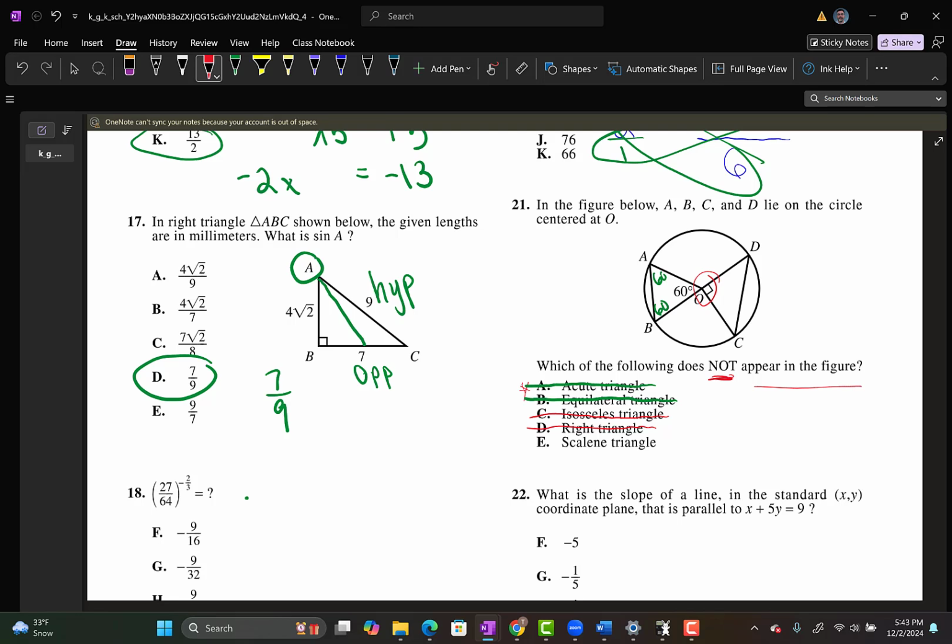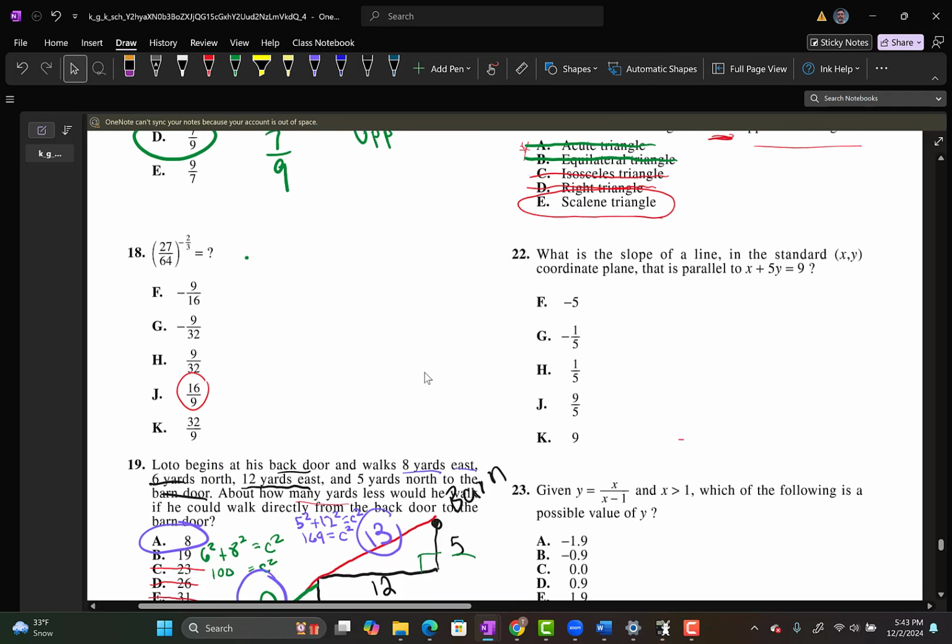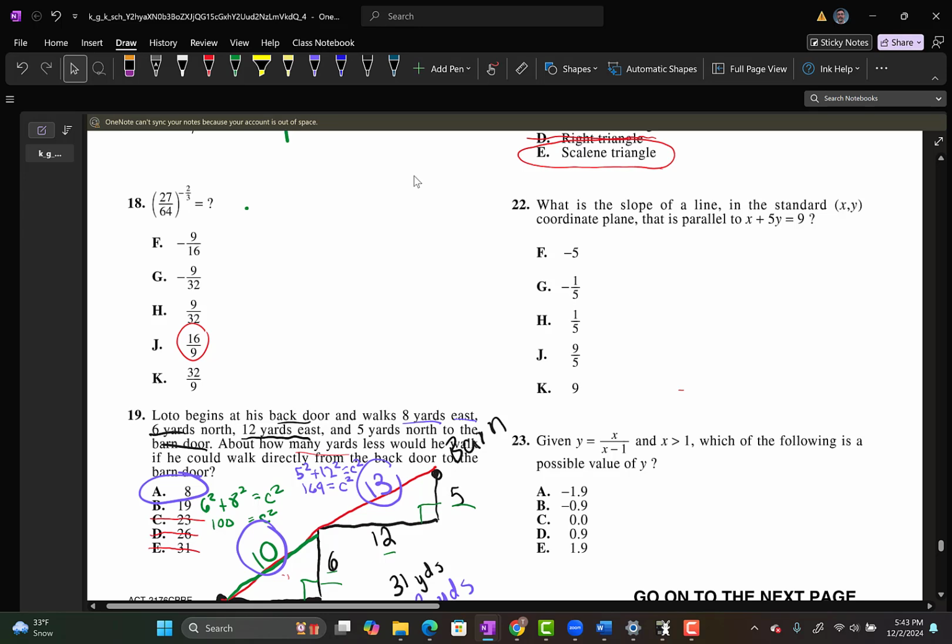Scalene means all three sides are a different length. This one is the only one that could be scalene, but you can kind of tell that this is the radius of the circle, and so is this. They look congruent. They are congruent. 21 is E.